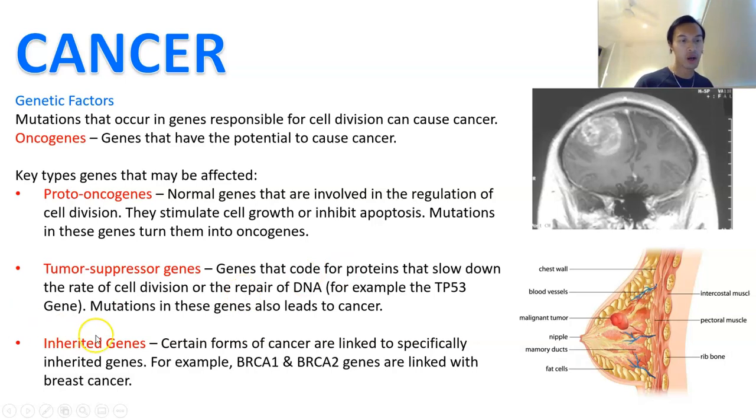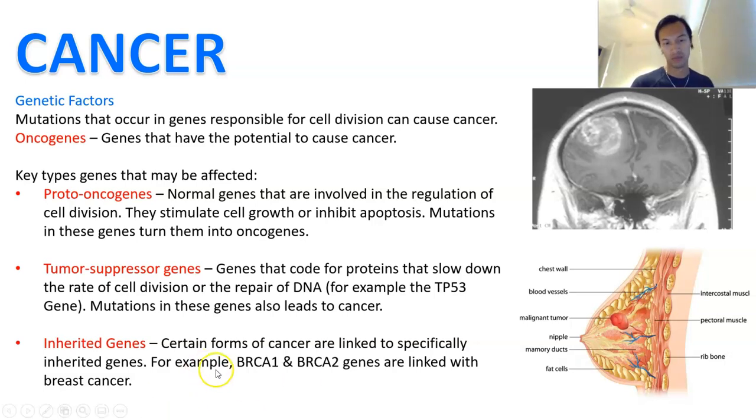A third category are actually inherited genes. Turns out there are certain forms of cancer that are specifically linked to certain inherited genes. For example, for breast cancer, there are two genes that are identified as being linked. They don't fully know exactly what these genes are responsible for, but we do know that they are linked to breast cancer. When you have these genes, in general, there is a likelihood that you will develop breast cancer.